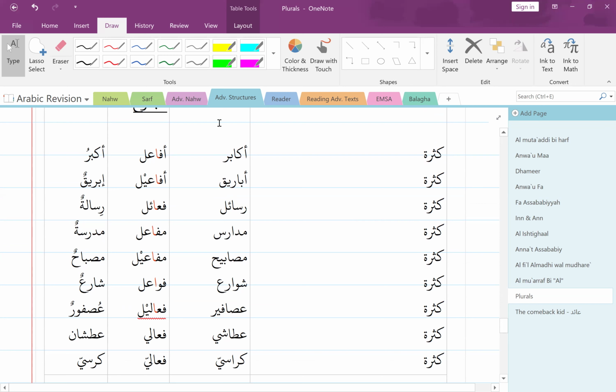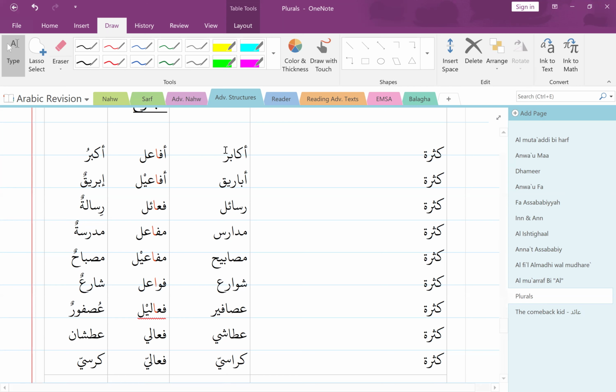When I'm mentioning these plurals, what do you see that's common? What is common among all these plurals? You can just listen to what I'm saying. Akabir, abariq, rasail, madaris, masabih. It's an alif. There's an alif. It's a very common thing to identify these patterns because there's always going to be an alif.